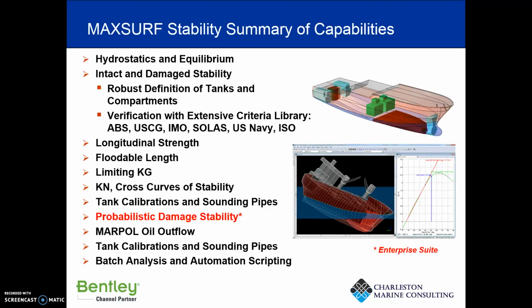This slide provides a summary of the MAXSURF stability module. It compares favorably with the capabilities of GHS. Two key differentiators are tight compatibility with Excel spreadsheets and robust definition of load cases, tanks, and compartments with instant graphical feedback. There is a time-saving batch analysis feature to run multiple types of stability analyses for many different load cases.